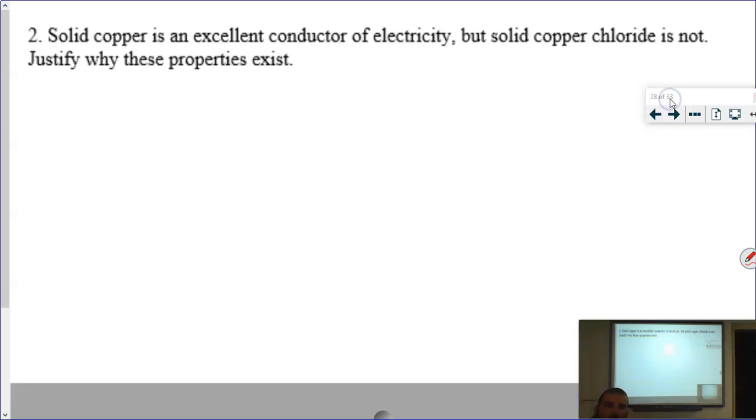All right, number 2. Solid copper is an excellent conductor of electricity, but solid copper chloride is not. Justify why these properties exist. Same thing. Think about it, right? Don't just wait for me to answer that. You don't learn things if you don't try things. That's just the absolute truth. Pause it.